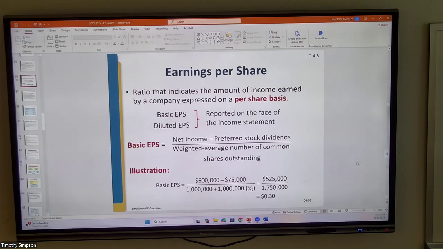You have 525 in the numerator, and we have the weighted average number of shares. It looks like there are 1 million shares outstanding, plus another 1 million shares that were issued sometime, maybe April 1st, so you have 1,750,000 on average throughout the year. So 30 cents per share, earnings per share. That's the basic idea of how we would compute earnings per share, and that's what we call basic earnings per share.